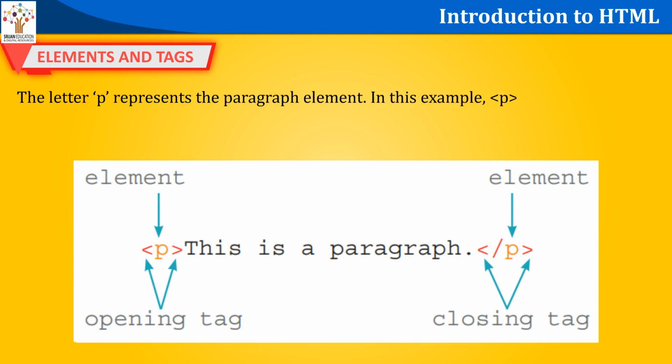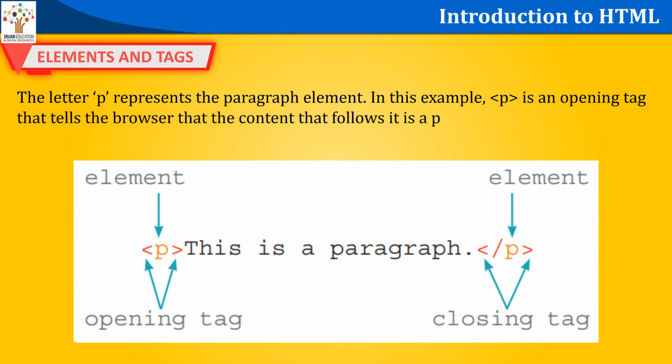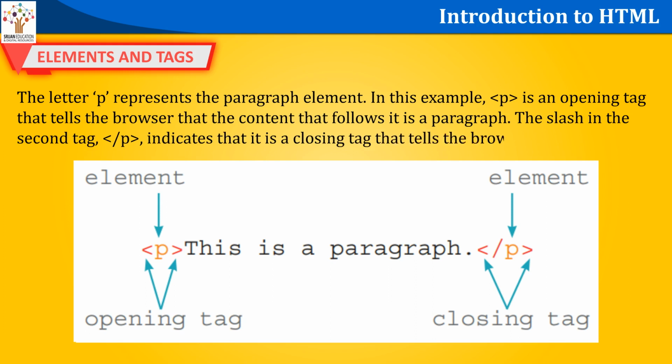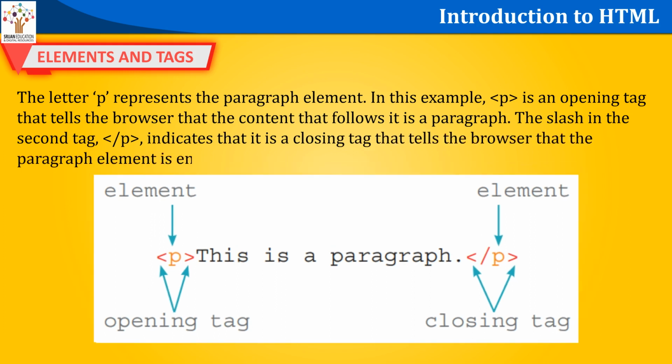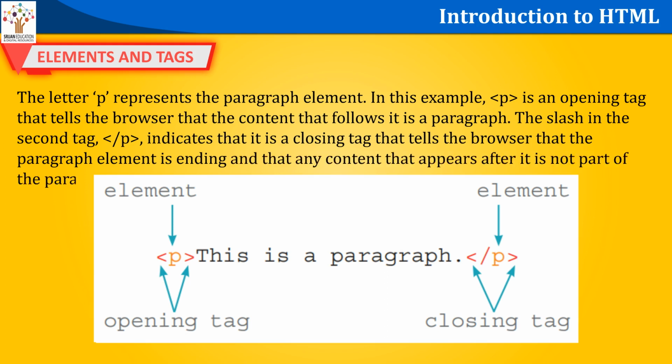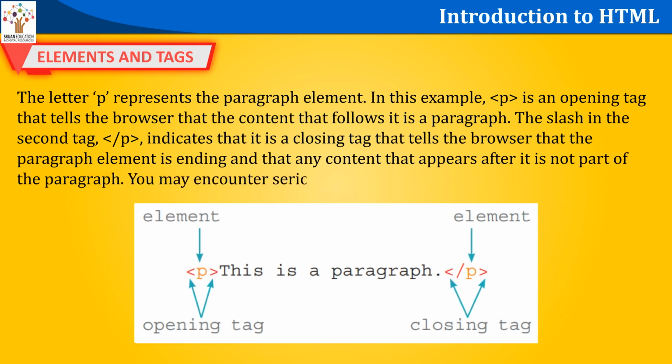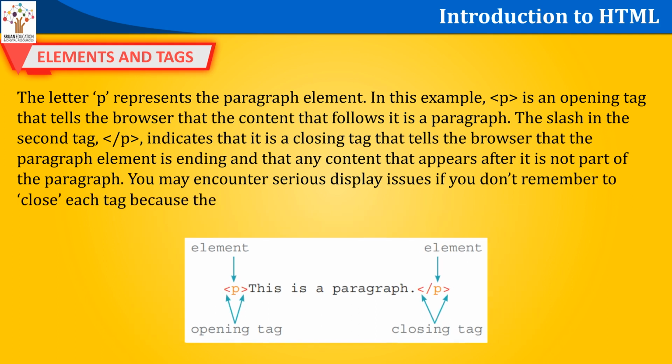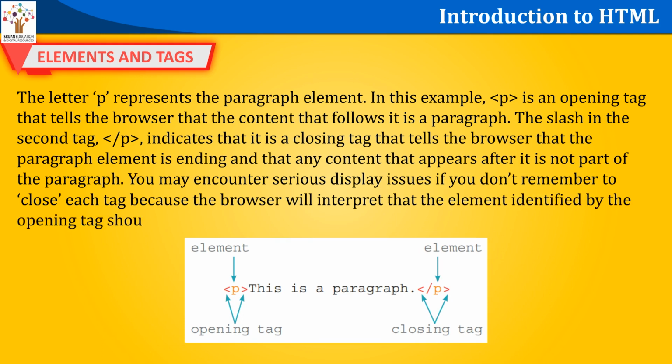In this example, <p> is an opening tag that tells the browser that the content that follows it is a paragraph. The slash in the second tag, </p>, indicates that it is a closing tag that tells the browser that the paragraph element is ending and that any content that appears after it is not part of the paragraph. You may encounter serious display issues if you don't remember to close each tag, because the browser will interpret that the element identified by the opening tag should continue for the rest of the page.